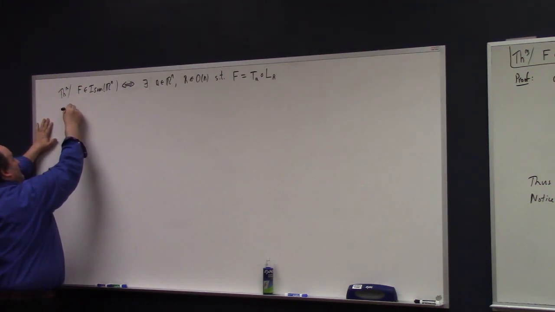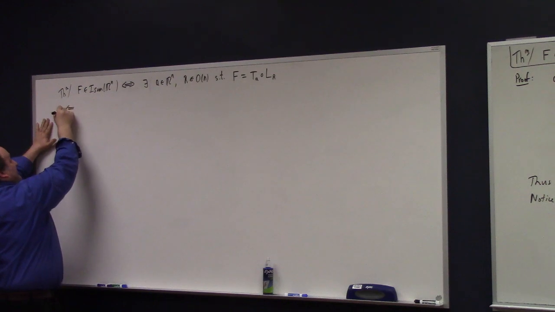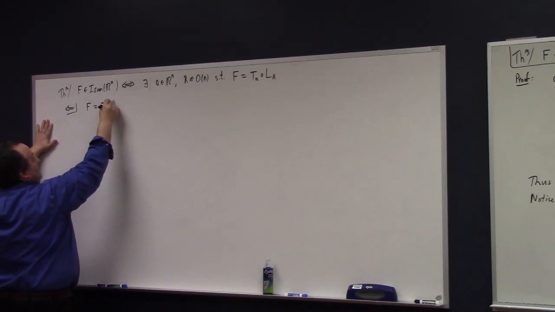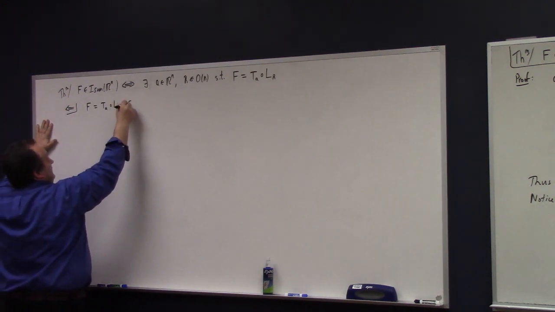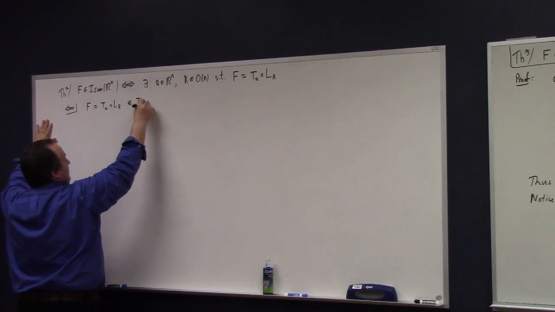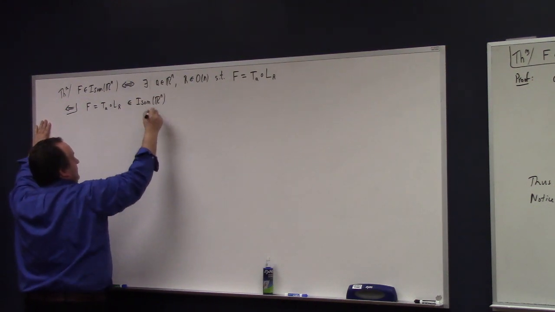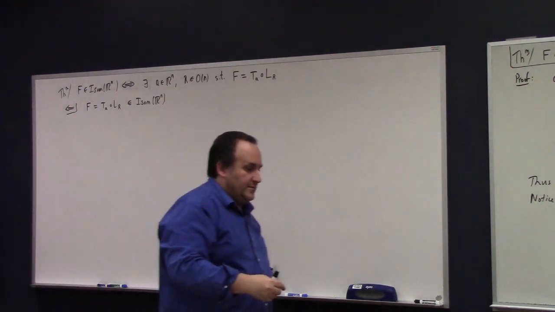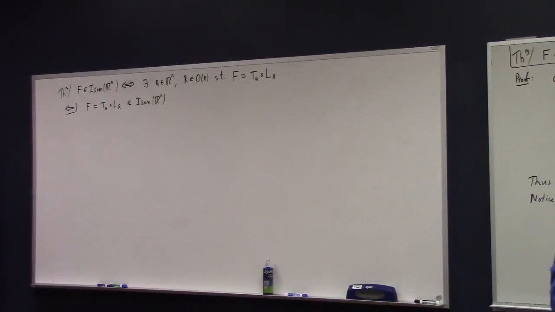So this direction, well, this direction is stupid, right? If we have f equal to T_A composed with L_R, then that's an isometry. How do we know that? Well, we already proved all that. We proved that T_A is an isometry, we proved that L_R was an isometry, and we proved that the composition of isometries is an isometry, so stick a fork in it.